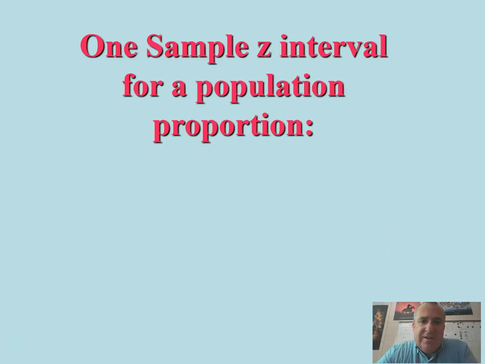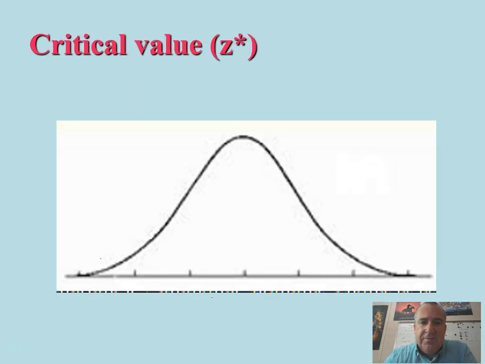Okay, gang, I'm going to take you through how to find a one-sample z-interval for a population proportion. The last video talked about what a confidence interval is in very broad terms, and we talked about that in class a little bit, but today I'm going to talk to you about how to actually find the numerical values that go with a z-interval.